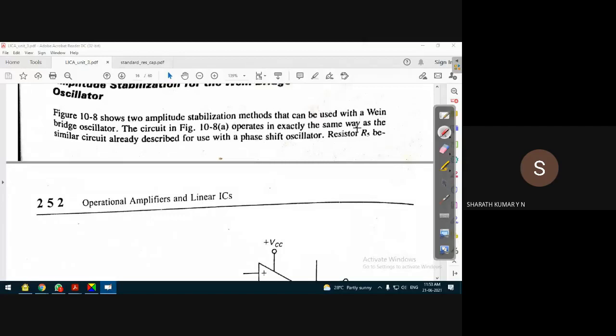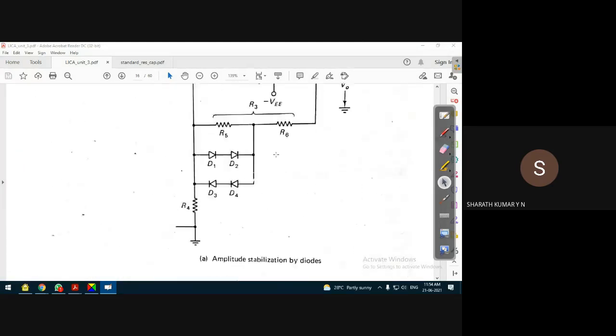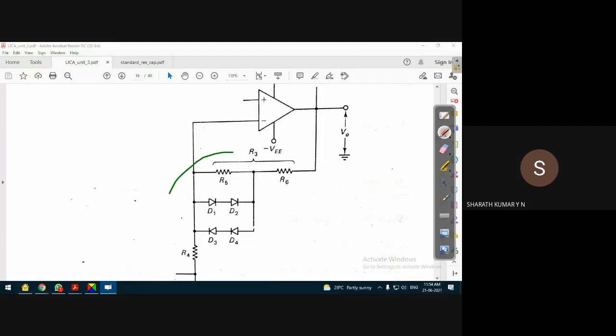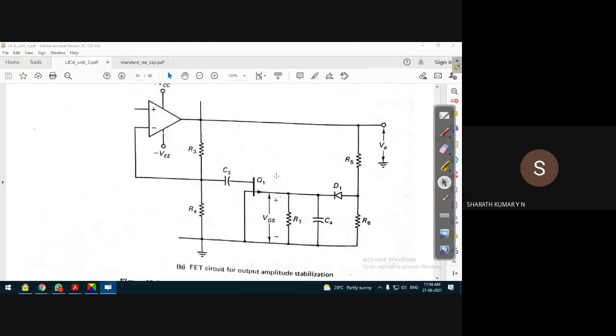So it's exactly the same way as the RC phase shift oscillator, which we discussed in little detail. There are two methods. One method is using a resistor and diode combination. It's a simple, quite straightforward method. There is another method of amplitude stabilization, which makes use of field effect transistors. How does the circuit work?